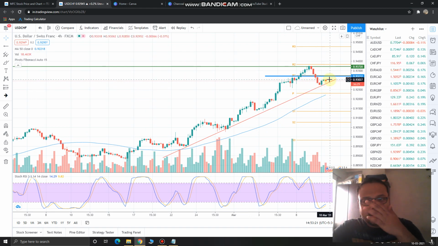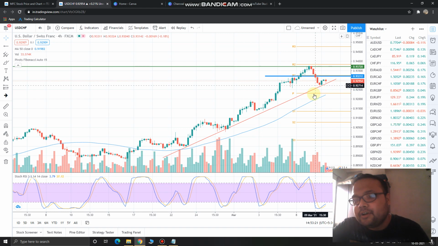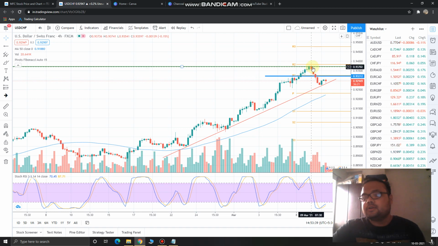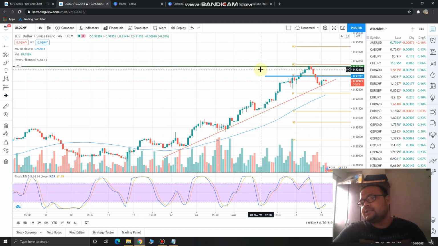And if you want a safe position, I have already mentioned you can wait for the blue line to cross this 0.93 level, or you can wait for the green line to cross. Otherwise, for me this is a very good position to execute the trade. So this is a simple analysis of USD CHF or USD Swiss franc for 10th March 2021.